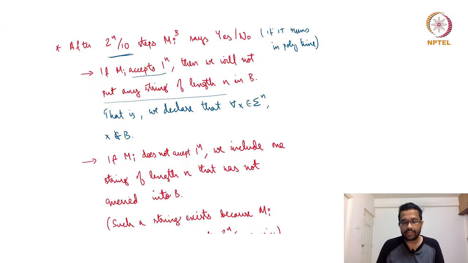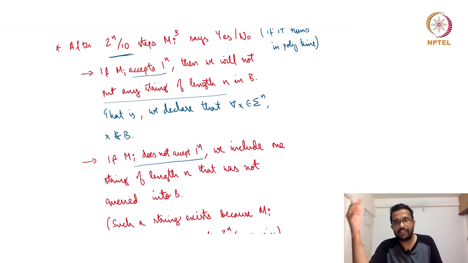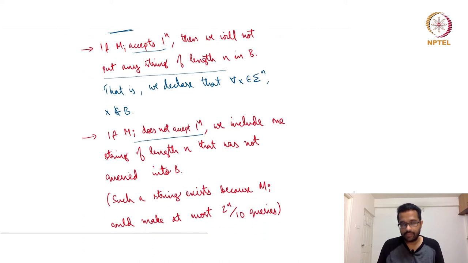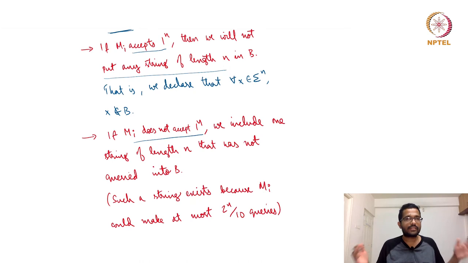If M_i does not accept 1^n, which means it is saying that there is no string of length n in B, then what we do is we include a string of length n into B, right? To make sure that we fool M_i, we include one string of length n. But what if the status of all the strings of length n is already settled? Well, that cannot happen. Why not?